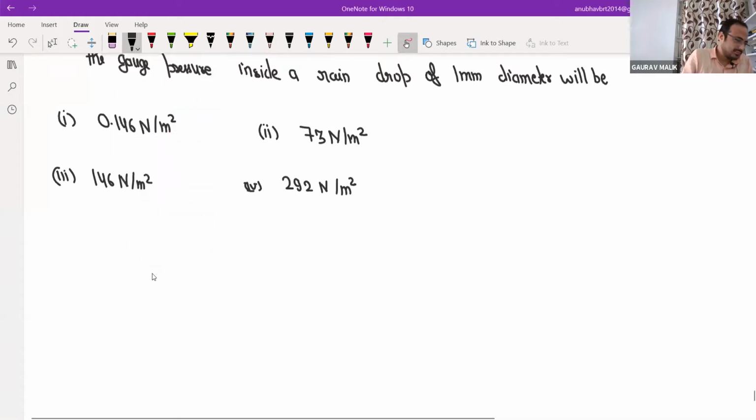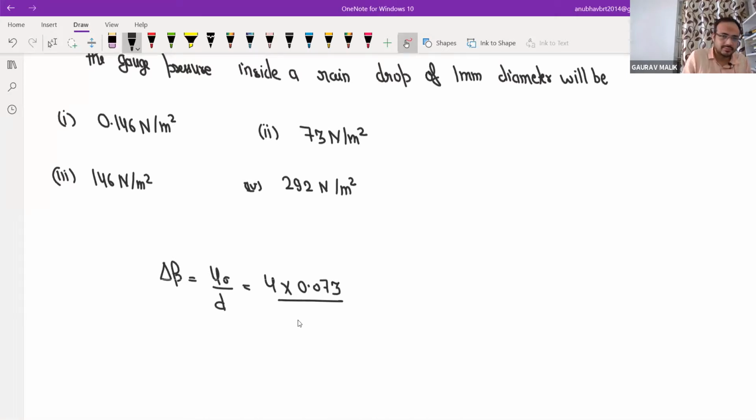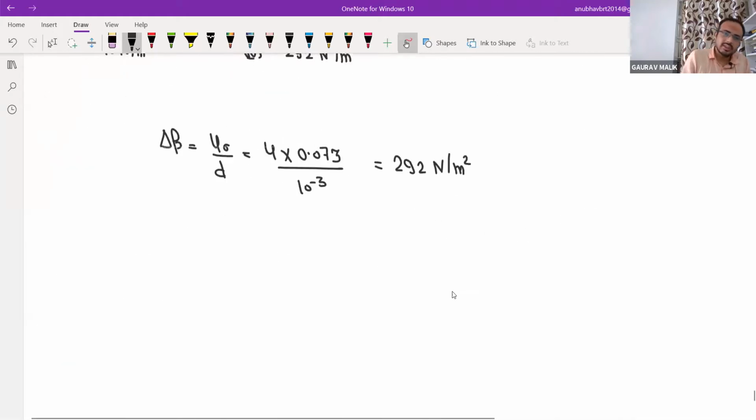So again, very simple. Delta P is equal to 4 sigma by D. 4 into 0.073 divided by 1 millimeter gives 292 Newton per meter square. Next question. Question number 9.